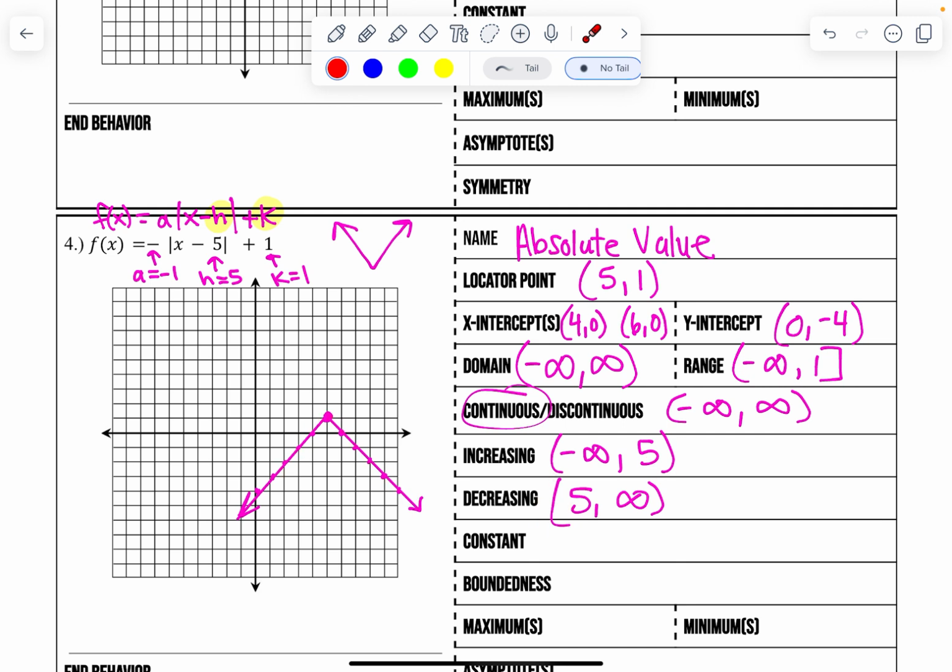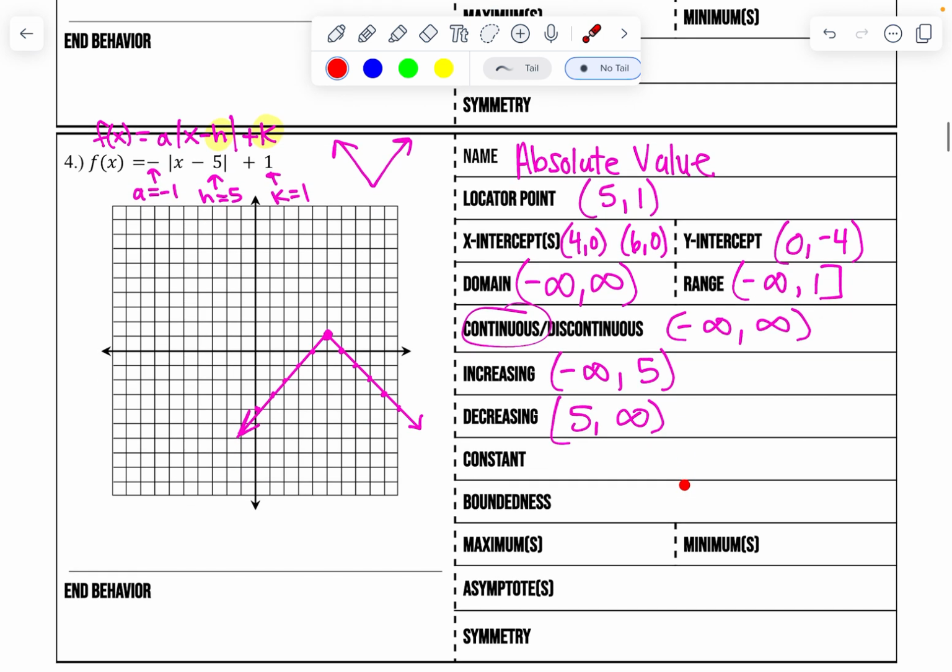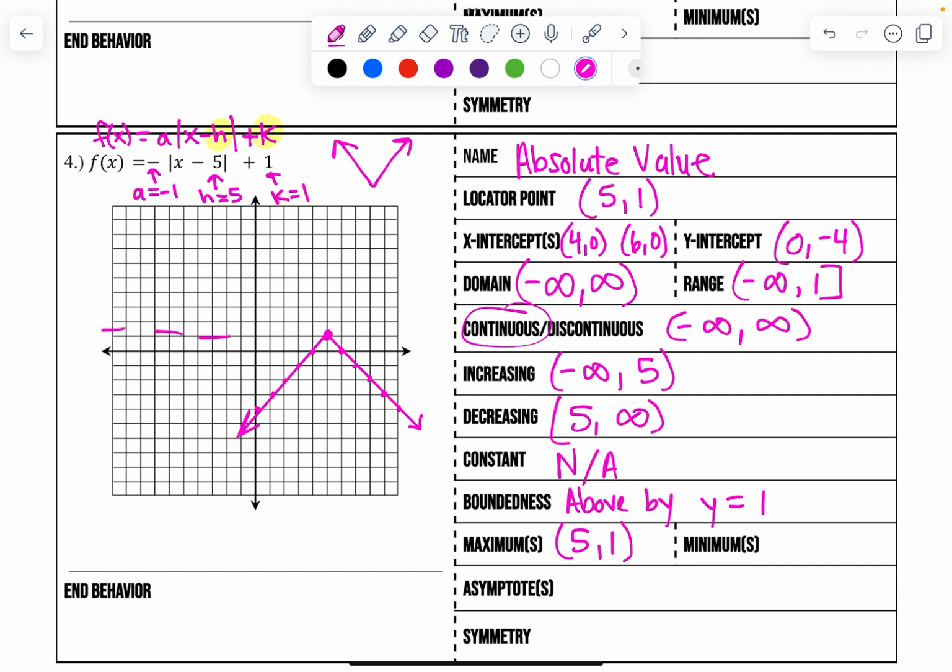It's our point of maximum, which we can actually go ahead and write down. It's the absolute maximum for this function is the vertex since it's concave down. And so it's changing direction there. There's no place on this graph that it's constant. It's not flat anywhere. So NA, it's bounded above by y equals 1 because I could draw this horizontal line and it would never go above it or cross it. Remember, that's what bounded above or below means. Can we draw a horizontal line?